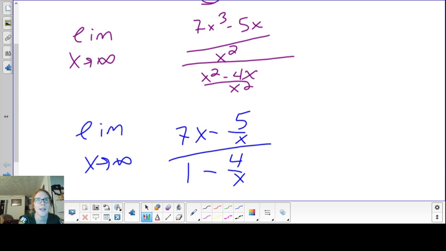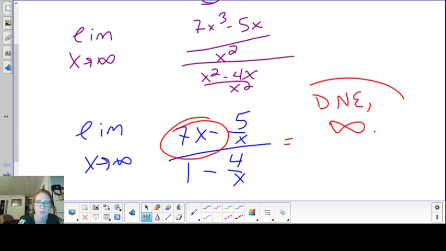When I go ahead and take the limit of everything, this is going to give me infinity, and whenever that pops out, my answer is does not exist, approaching infinity.